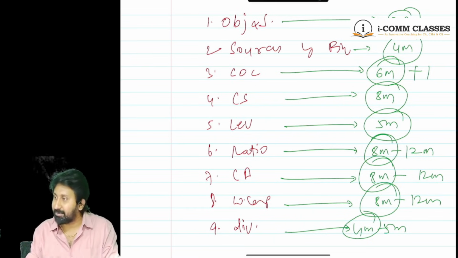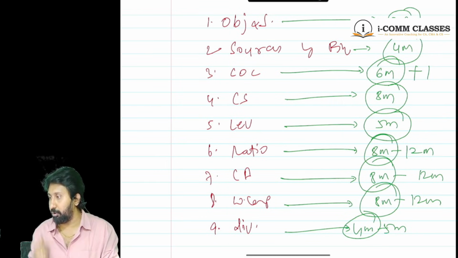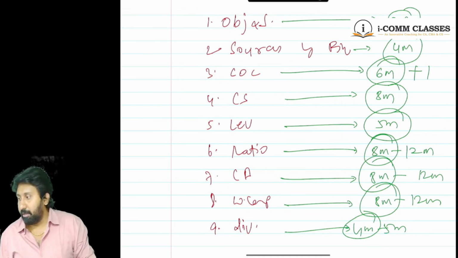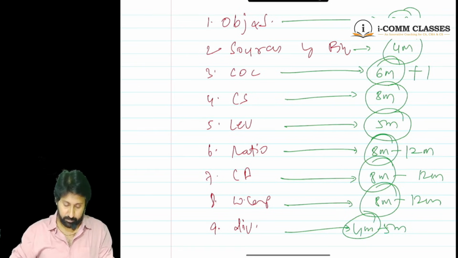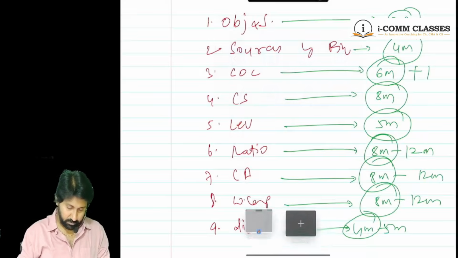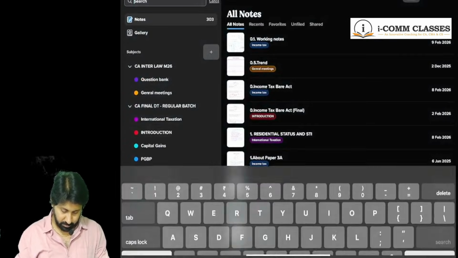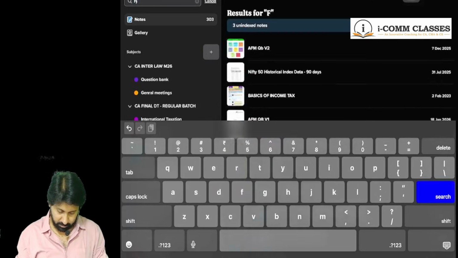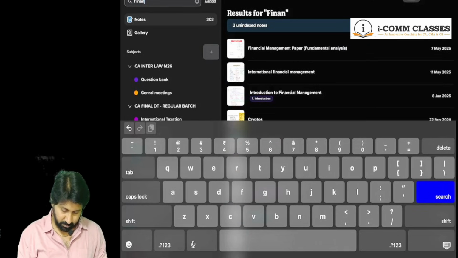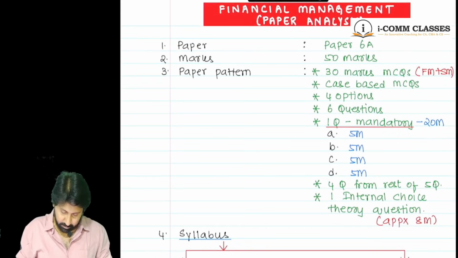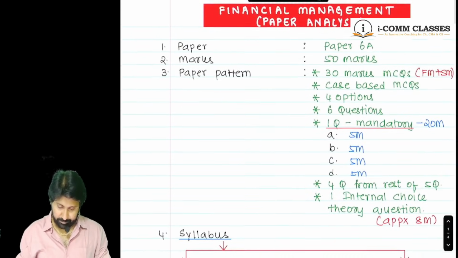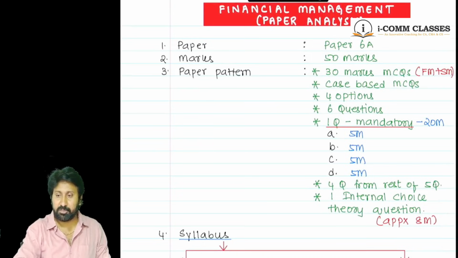So understood the syllabus clearly first. Okay, write down in your notes. Keep the heading: Syllabus. Financial Management, Paper 6A, Group 2, CA Inter.